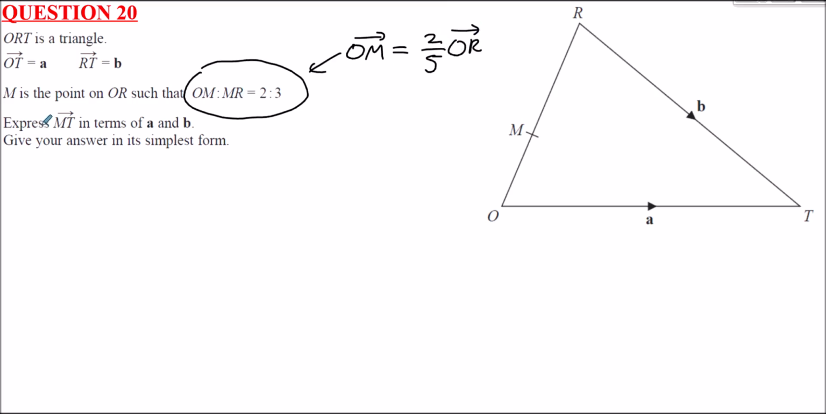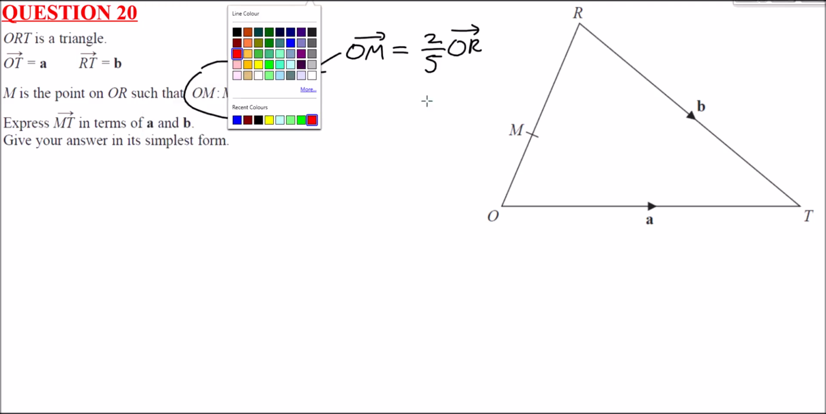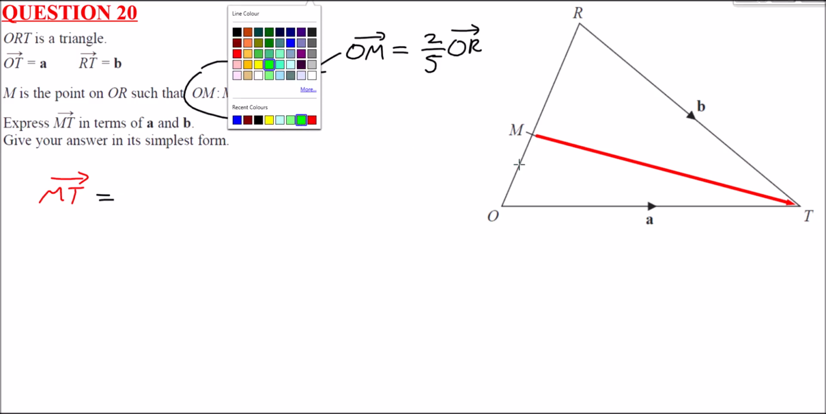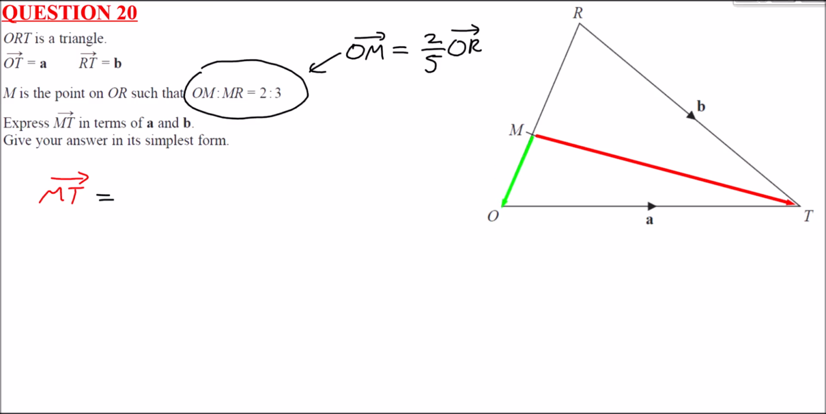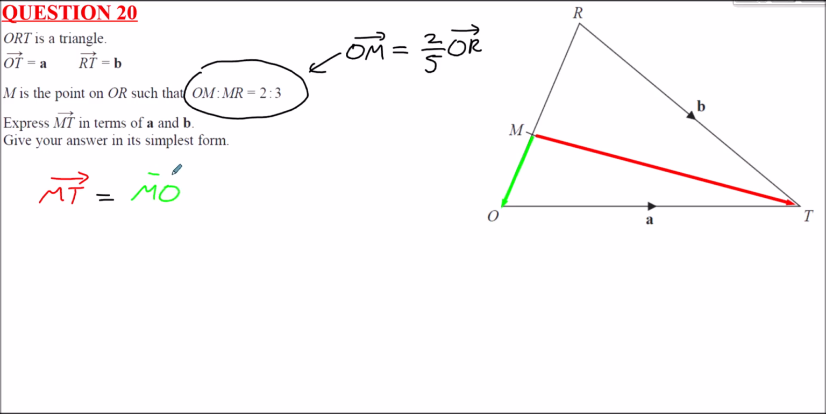What we need to do is to express MT in terms of A and B. So MT is basically going from M all the way to T. So I'm after an expression for that. So how do I go from M to T? Well, what I'm thinking here is I could go M to O first, could stop off at O, then once I'm at O, I could go from O to T.